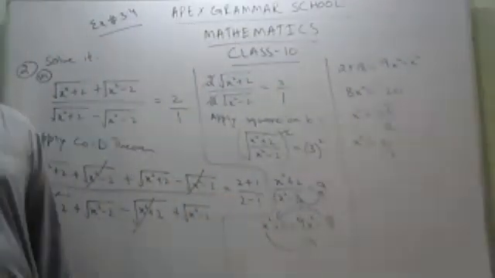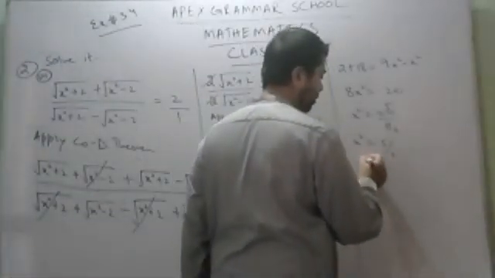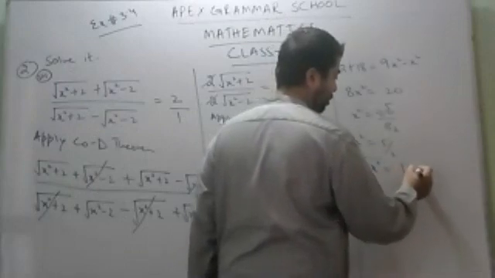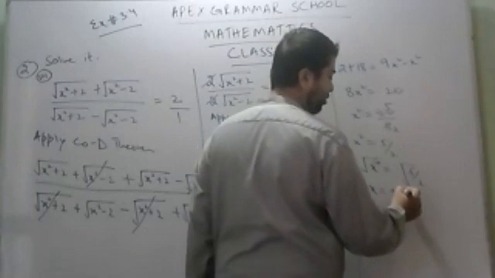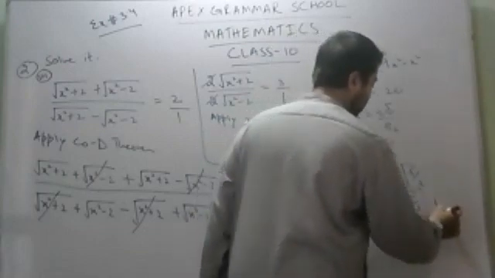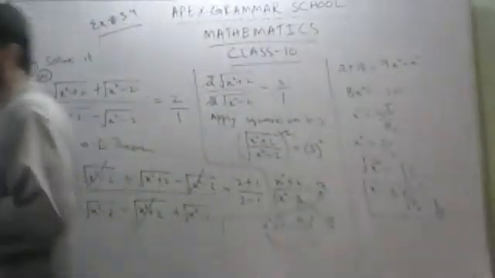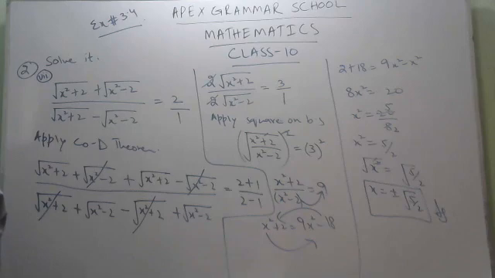Now this is the value of x square, but we need to find the value of x. So apply square root on both sides. The square cancels with this square root, plus or minus square root of 5 by 2. And that's it. This was your part number 7. For part number 8, it is again the same thing.